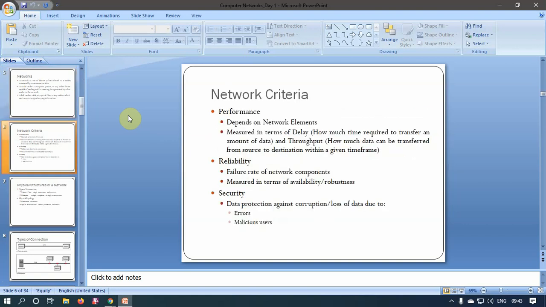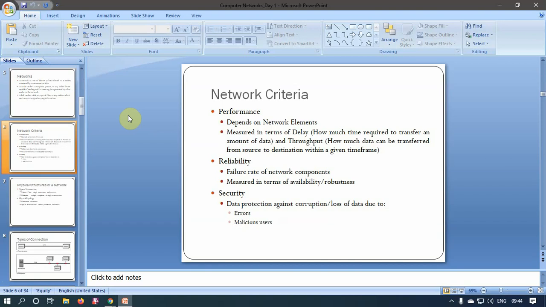Now, generally, whenever we say that we have a computer network, there are certain criteria by which we measure a computer network. The first criterion that we should understand is something called performance. Now, what's the performance of a network? Performance of the network depends on two things. The first thing is that it depends on the network elements, that is the nodes and the medium that we are using. So the performance depends on all these three things: the sender, the receiver, which means the nodes, as well as the physical medium that we will use whenever we are transferring the data. And it is also measured in terms of delay and throughput.